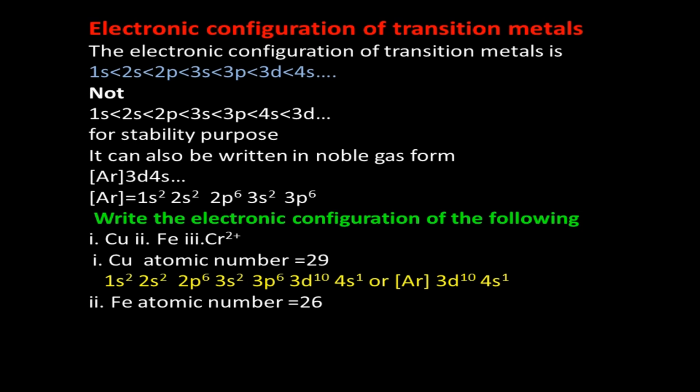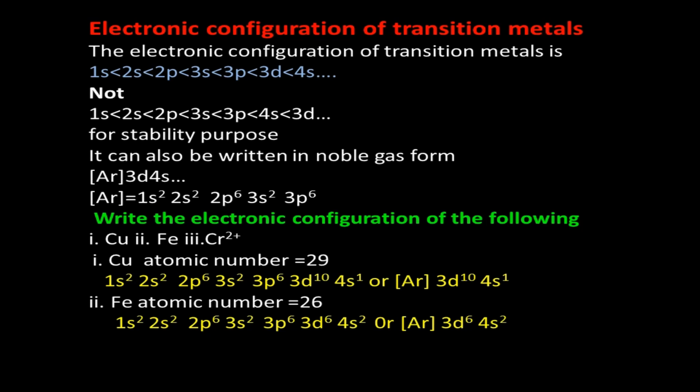For iron, the atomic number for iron is 26, and it's a neutral atom. That means to have 26 electrons. So we fill in 1s2, 2s2, 2p6, 3s2, 3p6, 3d6, 4s2, or in noble gas form, argon 3d6, 4s2.